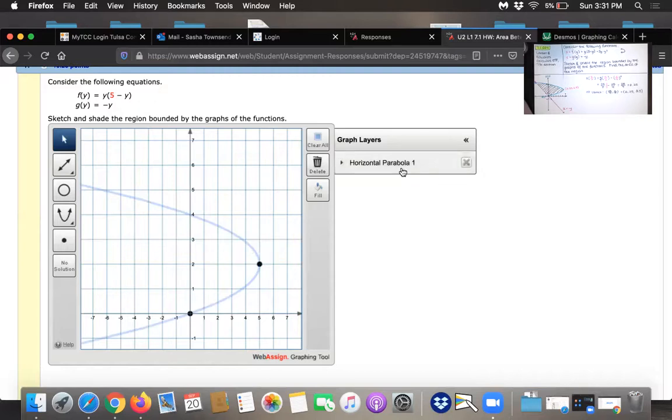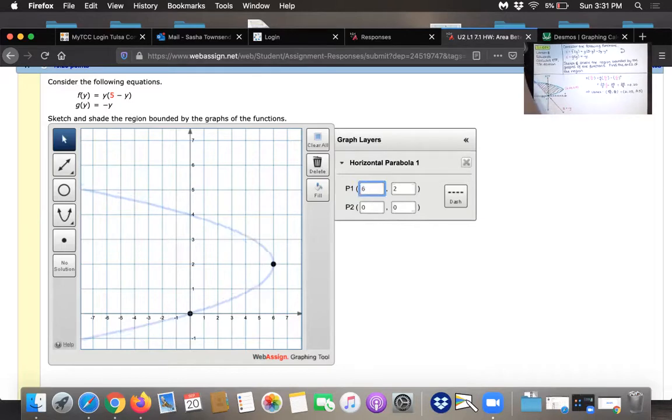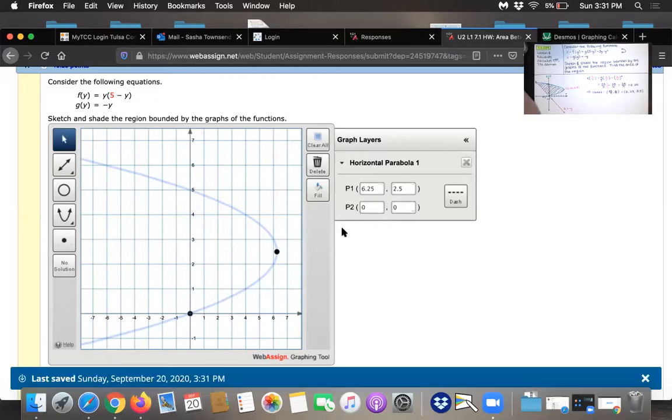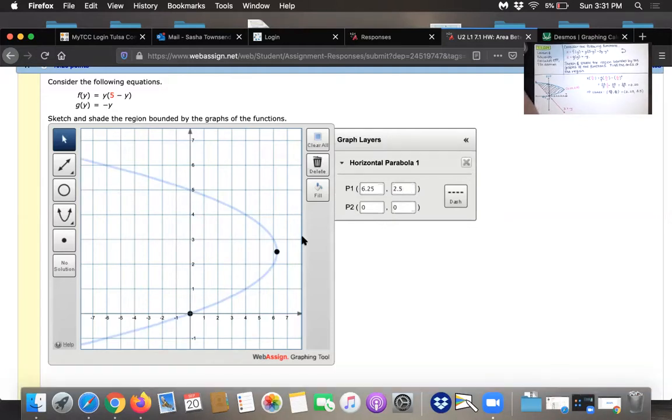So I'm going to go over here to the right and see how it says you plotted X equals 5, Y equals 2. Well, that was the only one it would allow me to choose. So I'm going to change this to X equals 6.25 and Y equals 2.5. That's the vertex that I want. So now I've got the correct parabola here. If it doesn't allow you to type that vertex because the X and Y coordinates aren't integers, just let it pick a nearby point like I did, and then go in and manually change it by typing in that point. So that's our parabola.